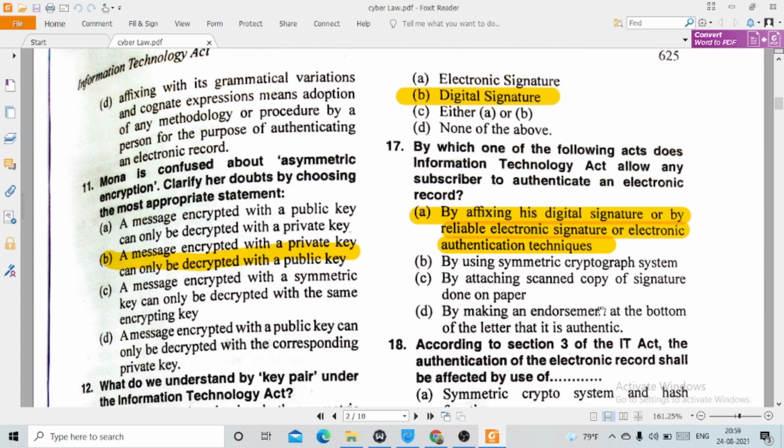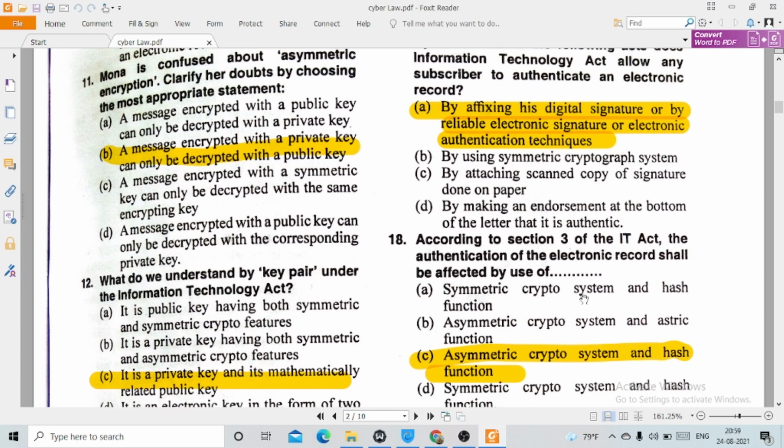Question number 11. Mona is confused about asymmetric encryption. Clarify her doubts by choosing the most appropriate statement. The correct option is option B: a message encrypted with a private key can only be decrypted with a public key. Question number 12. What do we understand by key pair under the Information Technology Act? The correct option is option C: it's a private key and its mathematically related public key.